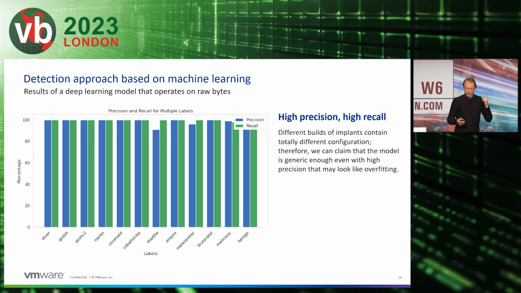Evaluation results, very important. By looking at this graph, you might think that this is overfitting, but for our data set, we used samples that contain totally different configuration. Therefore, we can assume that the model is generic enough and it is not overfitting.